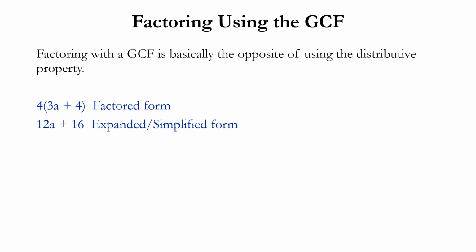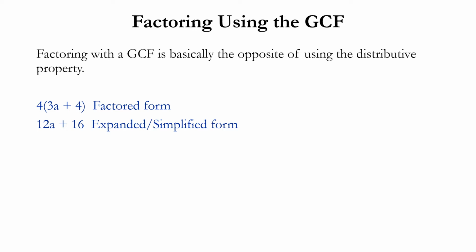So, factoring the GCF is basically the opposite of using the distributive property. When you have something like 4 times (3a plus 4), that is called factored form. And when you have 12a plus 16, that is called expanded or simplified form.